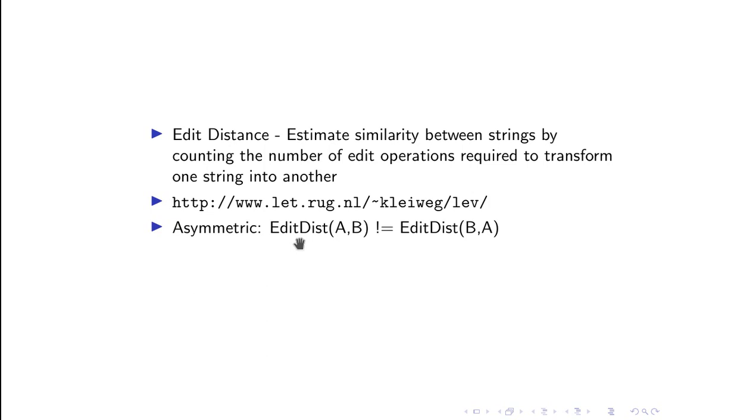So there is actually a class of algorithms which are known as the edit distance algorithm. An edit distance is basically a method to estimate similarity between strings by counting the number of edit operations required to transform one string into the other. And again it's asymmetric, because the number of edits required to transform string A into B is not the same as the number of edit operations required to transform string B into A. I won't give any more details here. I'll just show you a demo that I found which I thought was quite good.